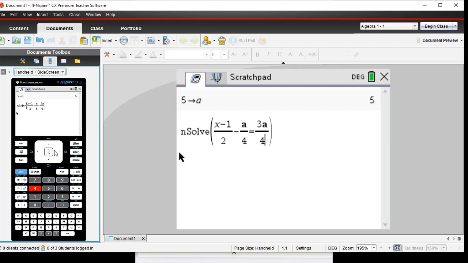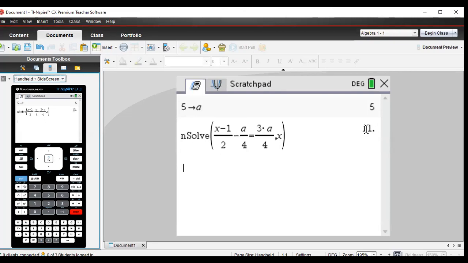Okay, now if you notice, the A's are bolded, and they're bolded because we put a number in there. Now that we substituted in a number, it's no longer a variable. So I'm going to put comma, and then X, because we're solving for X. And notice the X is not bolded. Now when I press enter, it tells me that the answer is 11.